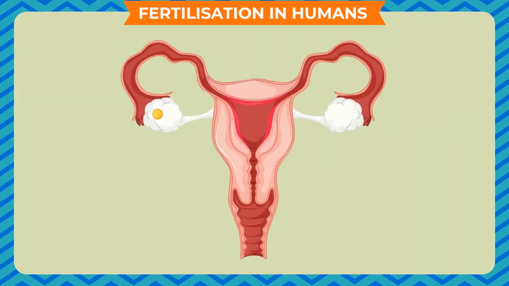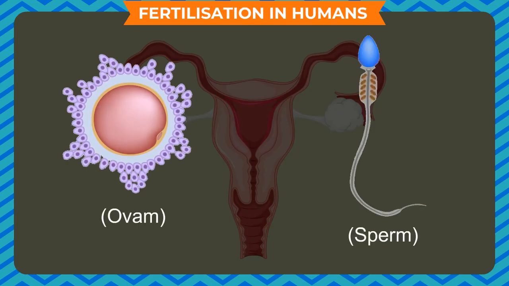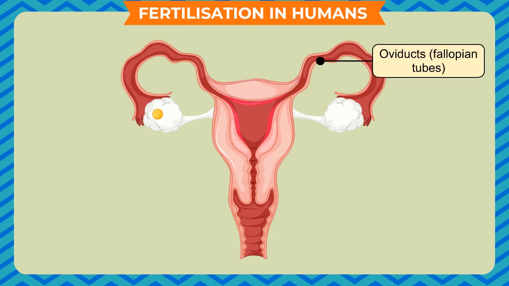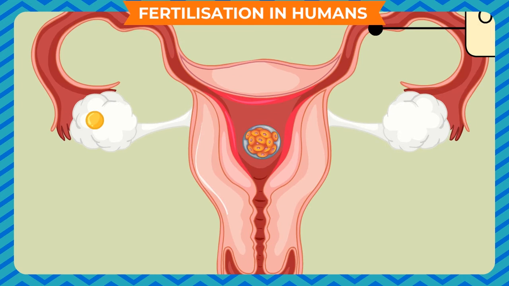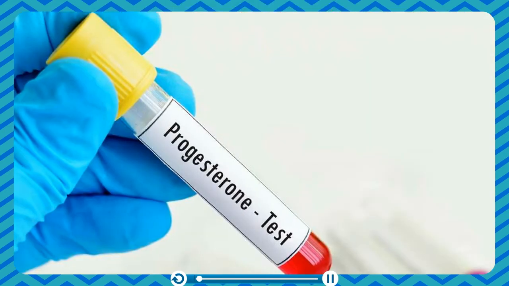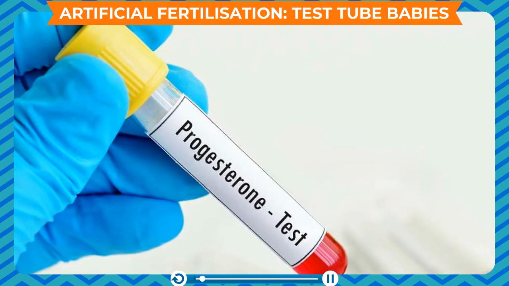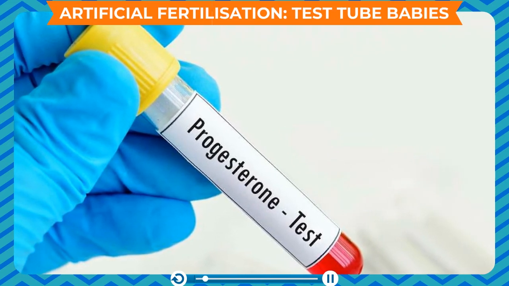In humans, fertilization of the ovum by sperm usually occurs in the mid portion of the fallopian tube. Only fertilized ova ever reach the uterus. Once in contact with uterine endometrium, the embryo implantation takes place. The implantation site is usually on the dorsal wall of uterus. A placenta then develops. Artificial fertilization, test tube babies.